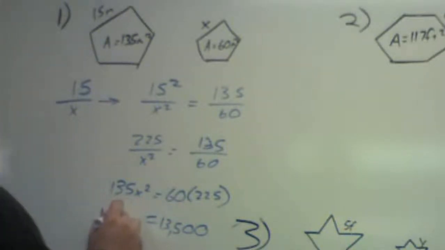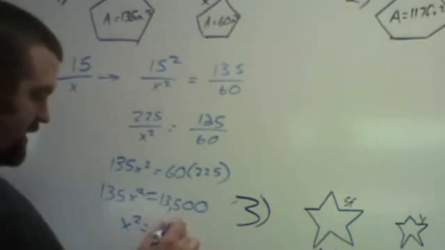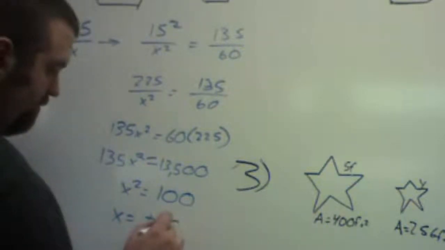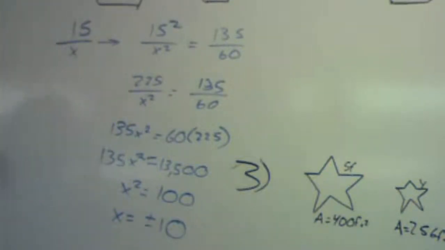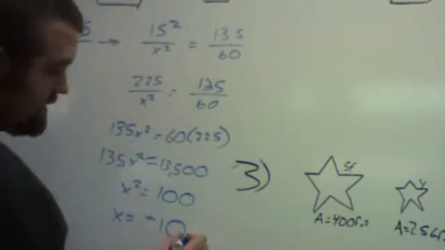13,500 equals 135x squared. Divide both sides by 135. X squared equals 100. Square root both sides. You have to consider the plus or minus 10 here. However, it doesn't make sense for a negative length, so positive 10. And the units for the length here has to be meters.